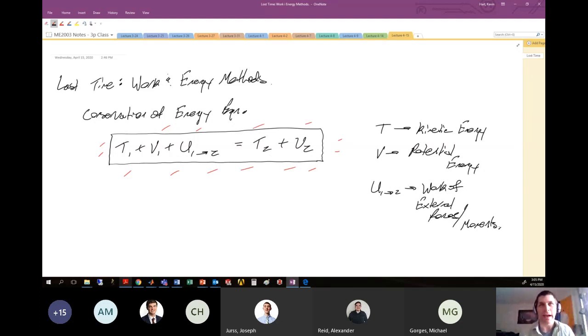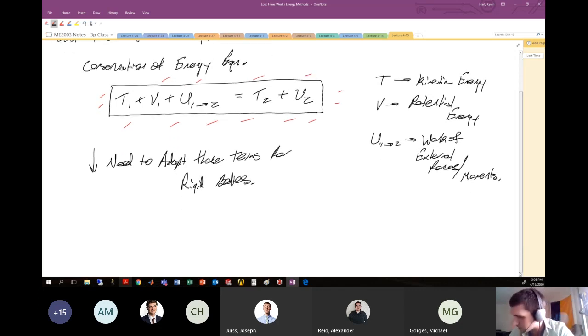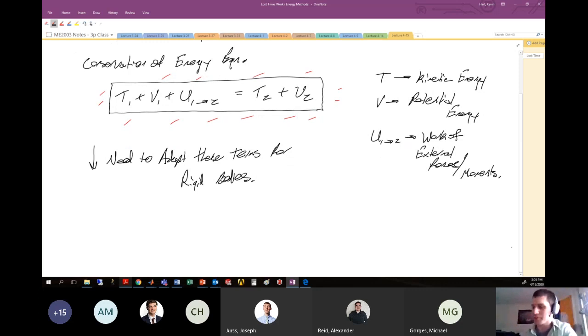And the point of what we're doing now is we need to update some of the terms in this equation, not just for particles now, but for rigid bodies. I'll say we need to adapt these terms for rigid bodies. You had probably seen them with particles. Hopefully in your 2002 class, you did conservation of energy for particles. And now we need to adapt or upgrade these terms so that we can talk about what they look like for full rigid bodies. All right, so the first one that we talked about was work of external forces and moments.